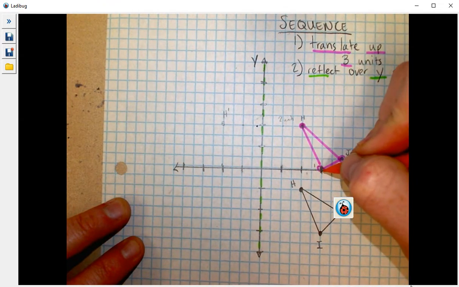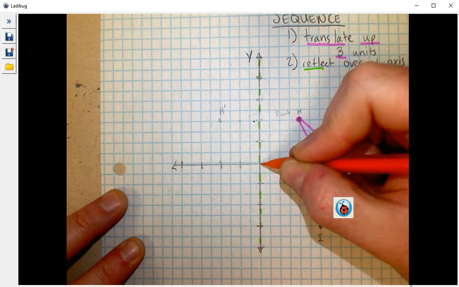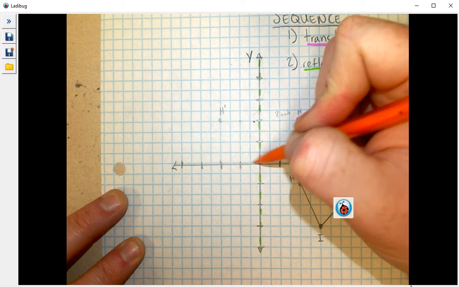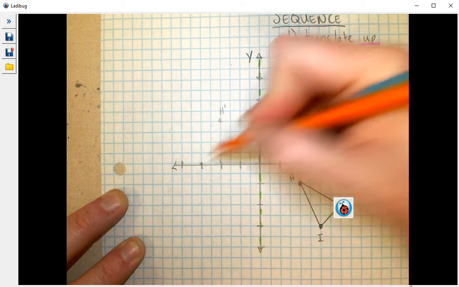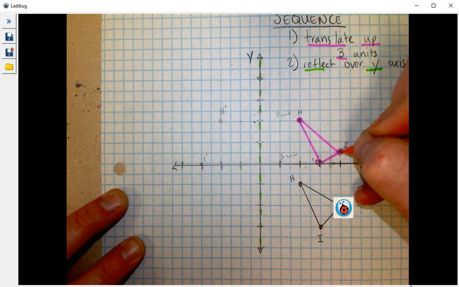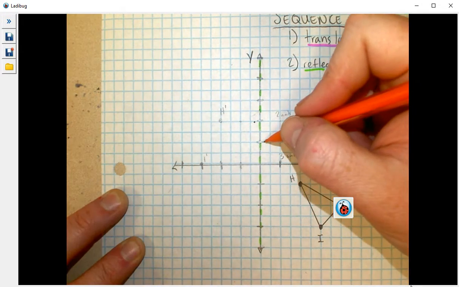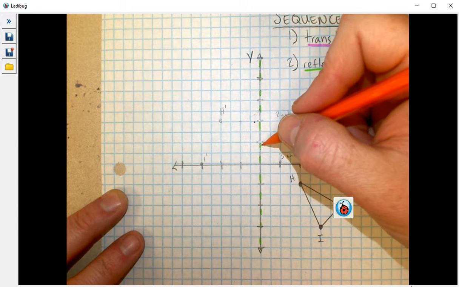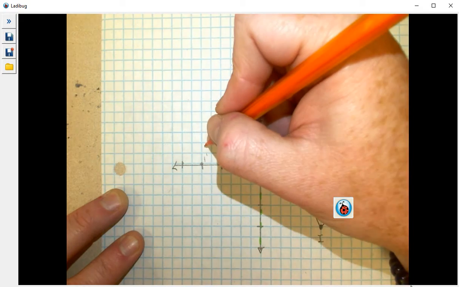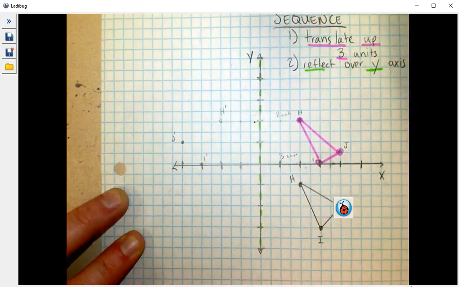Same thing with I. We count how many units away it is from the line of reflection, our y-axis. 1, 2, 3 units. So that means it's going to move 3 units to the left. 1, 2, 3. And that is I prime. J is 1, 2, 3, 4 units away from the line of reflection. So it's going to move 1, 2, 3, 4 units over here. And that is J prime.